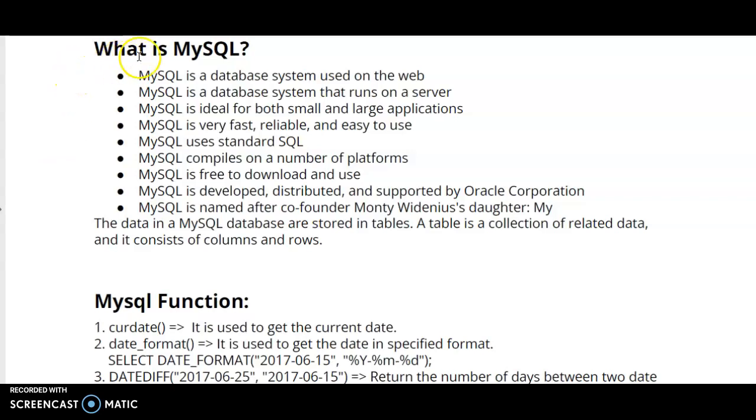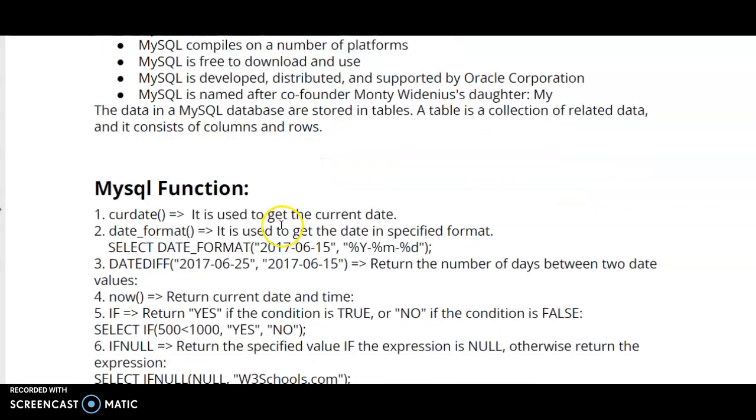Okay, next point: what is MySQL? MySQL is a database system used on the web. MySQL is a database system that runs on a server. MySQL is ideal for both small and large applications. MySQL is very fast, reliable, and easy to use. MySQL uses standard SQL. MySQL compiles on a number of platforms. MySQL is free to download and use. MySQL is developed, distributed, and supported by Oracle Corporation. MySQL is named after the co-founder Monty Widenius' daughter. The data in a MySQL database is stored in tables. A table is a collection of related data, and it consists of columns and rows.